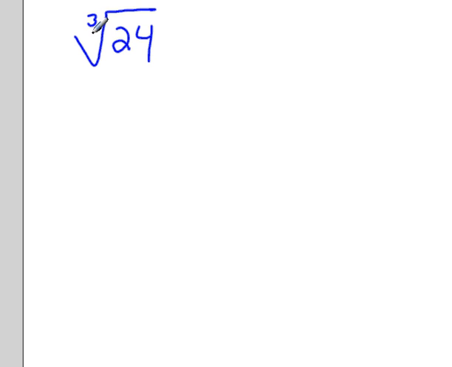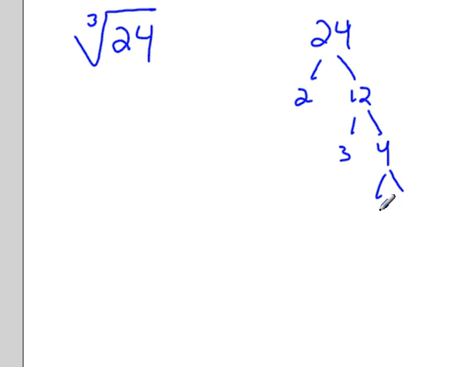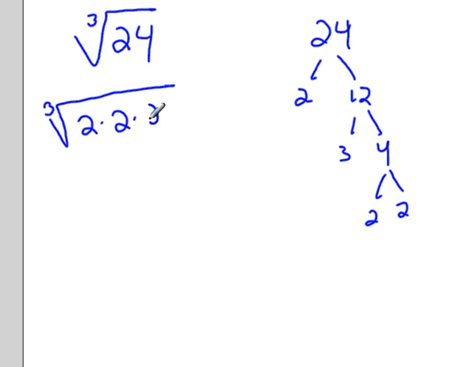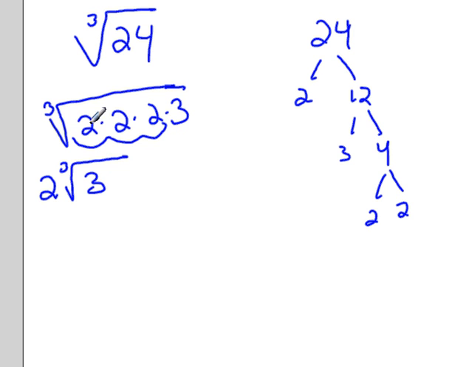If it's a cube root, then the process is exactly the same to simplify, except you're looking for triplets of 3. So 24 reduces to 2 times 12, which is 3 times 4, which is 2 times 2. So cube root 24 equals 2 times 2 times 2 times 3. I do have one triplet of 2s, so I can pull a single 2 out. That leaves me with a 3 underneath the radical. So cube root 24 equals 2 cube root 3.